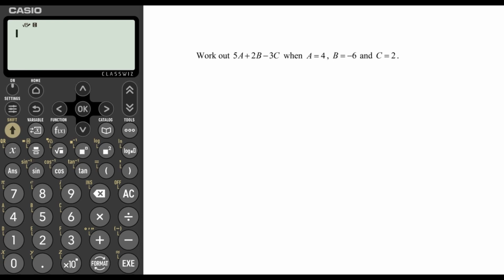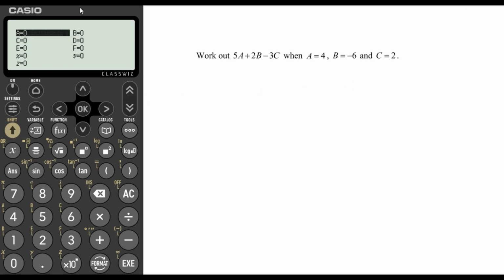We can use our calculator to store and recall values, and in this example, we have to work out 5a plus 2b subtract 3c when a is 4, b is -6, and c is 2. From our calculator, if we press variable, you will see that the variables a to f, x, y and z are currently all 0. That's because they have nothing stored in them. We want to replace the variable a with 4, the variable b with -6, and the variable c with 2.